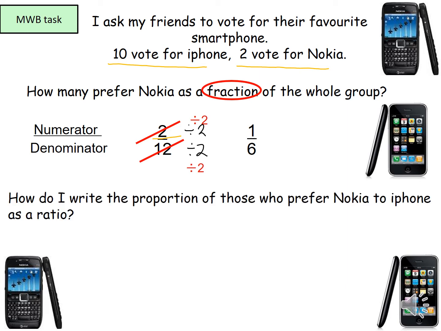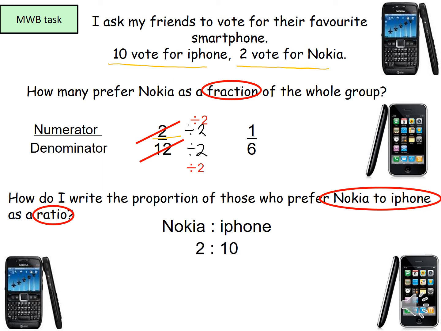How do I write the proportion of those who prefer Nokia to iPhone as a ratio? Please have a go on your mini whiteboard or piece of paper and then come back. Welcome back. Having a look back at our key information, there are 10 people who voted for iPhone and 2 people voted for Nokia. So the ratio is going to be 2 to 10. I must simplify this by dividing by our highest common factor. So I'm going to divide both sides by 2, and it leaves me with the simplified ratio of 1 to 5.